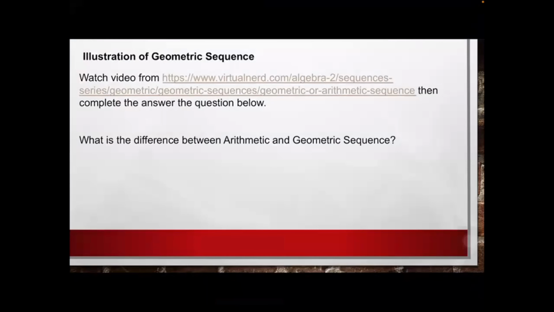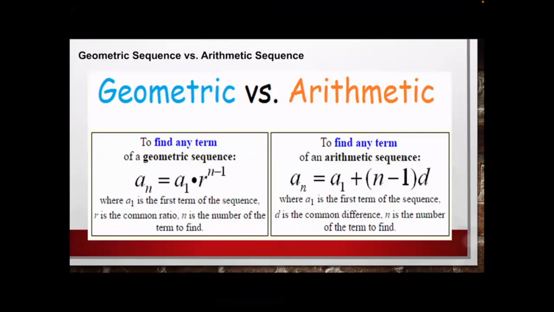Okay, so did you get the difference between the arithmetic and geometric? So again, the difference between the geometric and the arithmetic sequence, kapag sinabi natin arithmetic sequence, meron siyang common difference. While the geometric sequence has the common ratio. So kapag arithmetic, you have to subtract the second term to the first term. And kapag naman geometric, you have to divide the second term to the first term. Dapat pare-pareho na sila ng sagot.